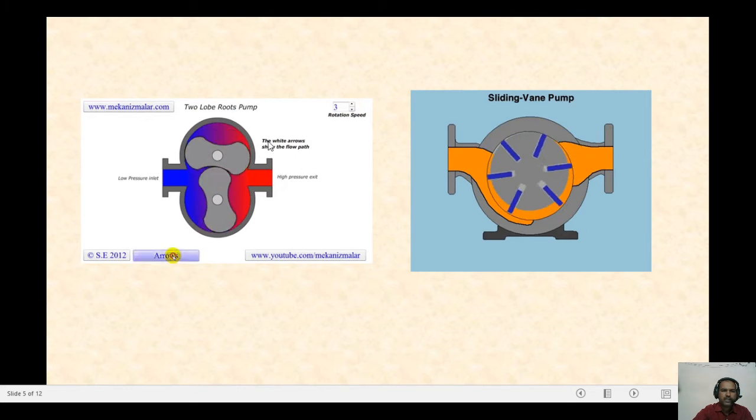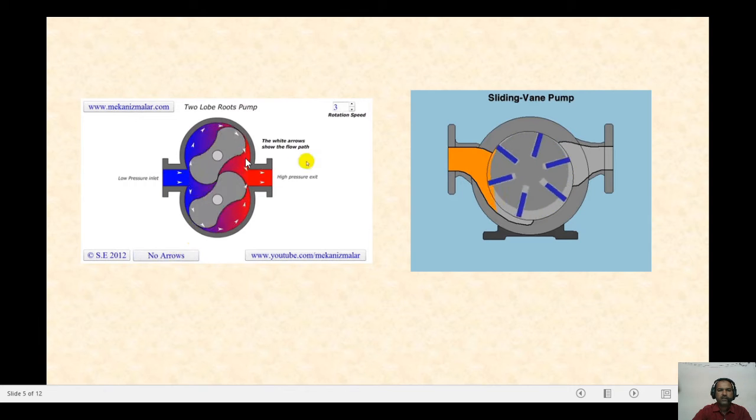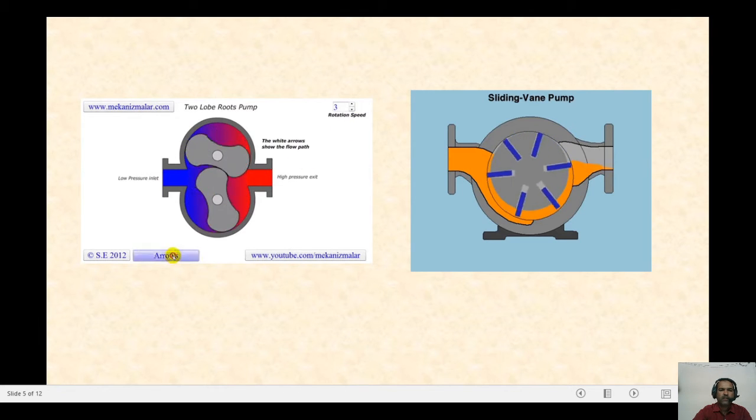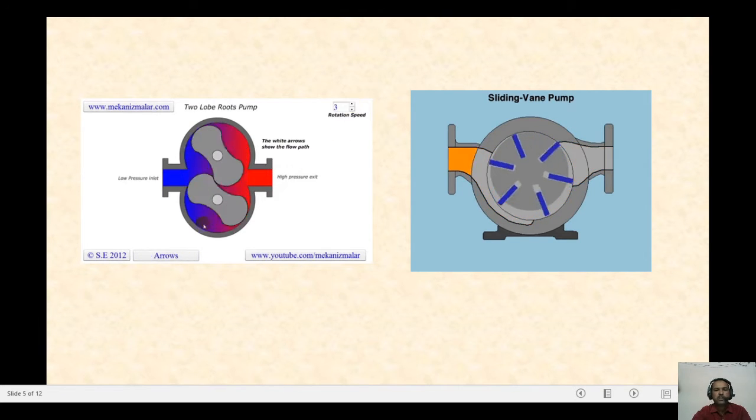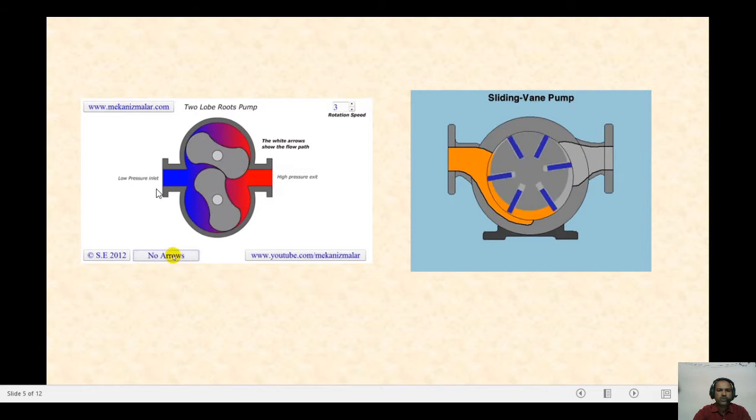Here you can see the animation of the lobe type. Here we have used the 2 lobe rotary compressor. It may be a 3 lobe or it may be a 4 lobe, depending upon the application. Here in this I have used the 2 lobe rotary compressor.